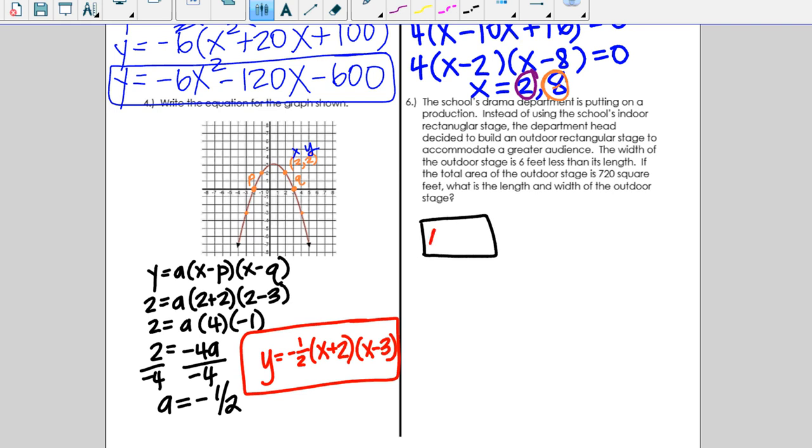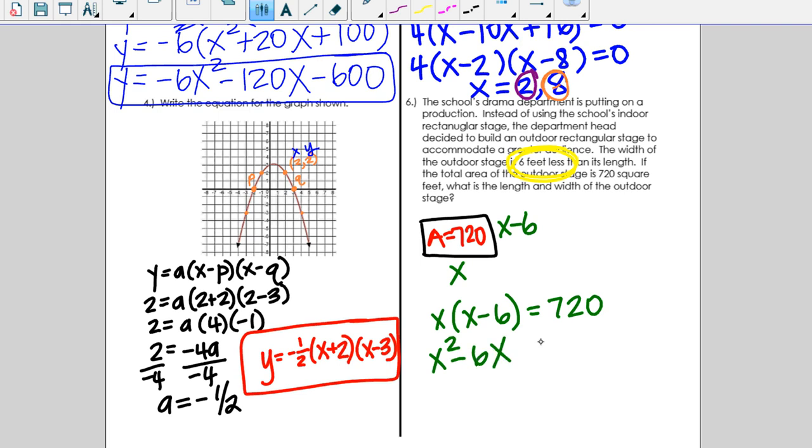And we know that the area is 720 square feet. So this says the width of the outdoor stage is 6 feet less than its length. All right, 6 feet less. We are subtracting 6 from the other dimension. We don't know the other dimension. So if this is x, this is x minus 6. To find the area of a rectangle, it's length times width. So we have x times x minus 6 equals 720. If we multiply that out, we get x squared minus 6x equals 720.